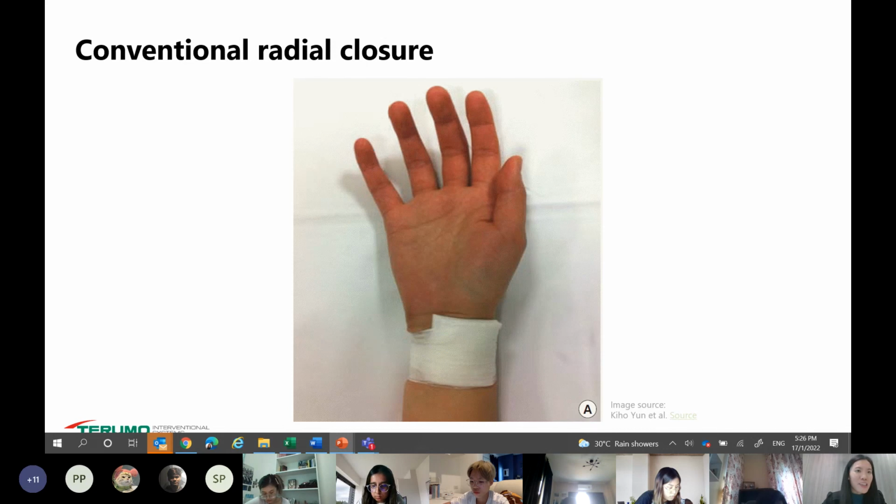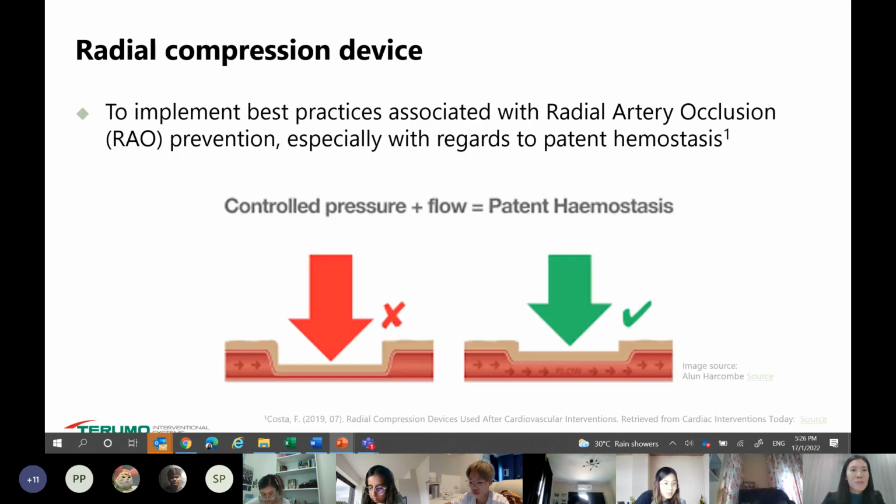For the radial side, the conventional way of doing it is using a bandage. Actually quite straightforward. The puncture site is not very big, so they can use a bandage to just close the puncture. However, with a typical bandage, they just put the pressure on the whole surface area. So one thing that is observed is that there's something called radial artery occlusion. So eventually, this artery cannot be used anymore. The artery is closed up because the pressure is placed on there for so long.